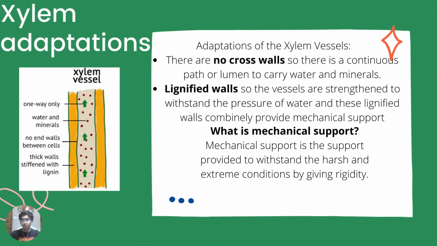Now, moving on to perform the jobs that they are provided with, xylems require some special features or adaptations, which they acquire through the process of differentiation. These adaptations mainly include absence of cross walls, which leads to a continuous path or lumen to carry water and minerals. Another adaptation is that they have lignified walls, so that the vessels are strengthened to withstand the pressure of the water, and these lignified vessels further combinedly provide mechanical support.